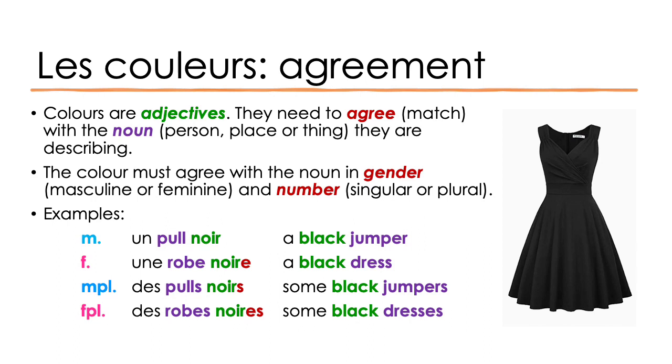For masculine plural, we've added an S to the end of the word noir. So we've got des pulls noirs, some black jumpers. And for feminine plural, we have added an ES to the word noir. So it agrees with the word robe. Des robes noires, some black dresses.